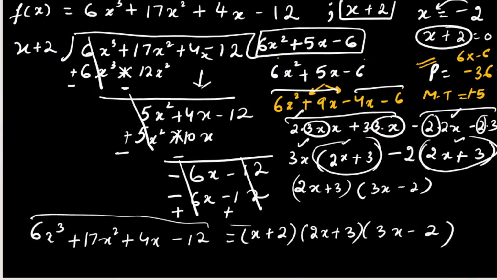And this question is very, very important. Any doubt in this one? First of all, randomly we will find one factor. Then we will do actual division. We'll get a quadratic polynomial here and we will use splitting the middle term to find the remaining two factors. Is this question clear to everyone?